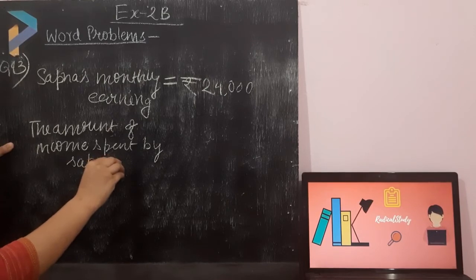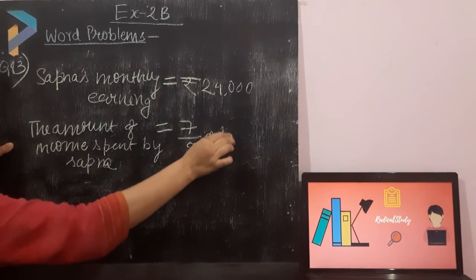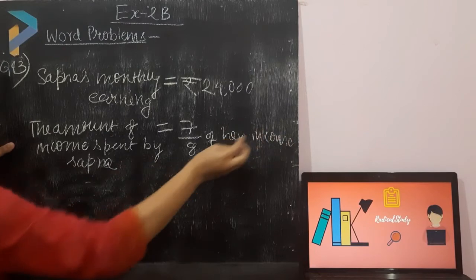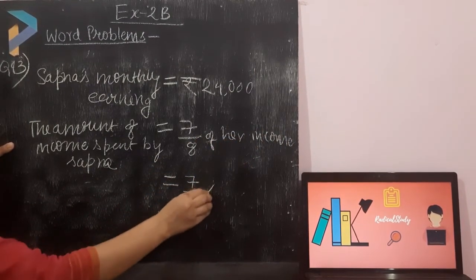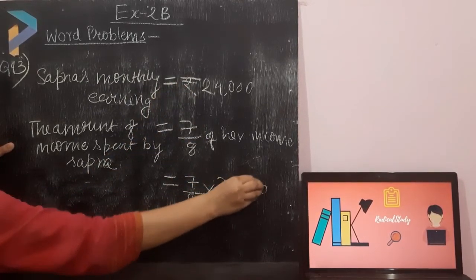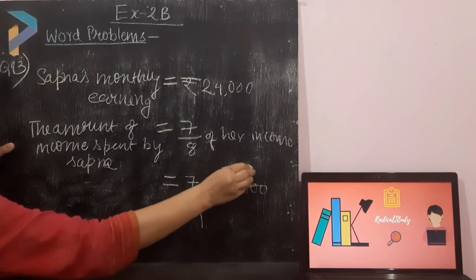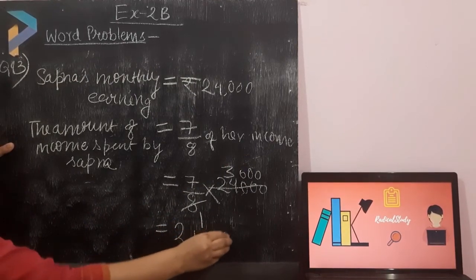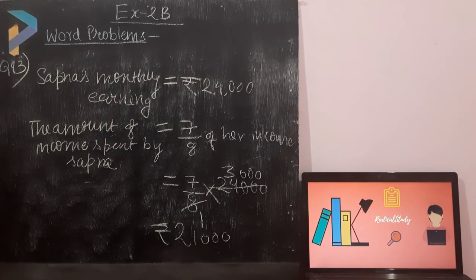It is 7 upon 8 of her actual income, the one which she is earning every month. Now 7 upon 8, so we have to find out how much she is spending. So we have to multiply it by 24,000. Now we will simplify it. 8 ones are 8, 3 times 0... That means Sapna is spending every month rupees 21,000 on her expenses.